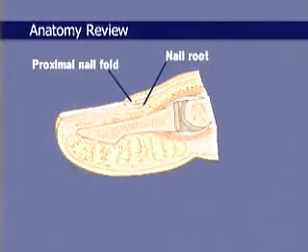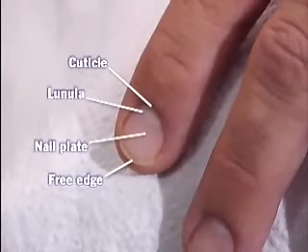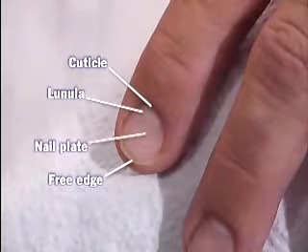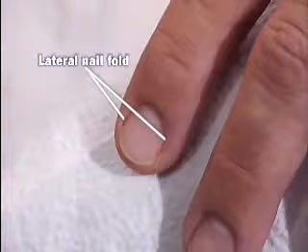The proximal nail fold covers roughly 1/4 of the nail plate, called the nail root. The cuticle extends from the proximal nail fold and, functioning as a seal, protects the space between the fold and the plate from external moisture. Lateral nail folds cover the sides of the nail plate.